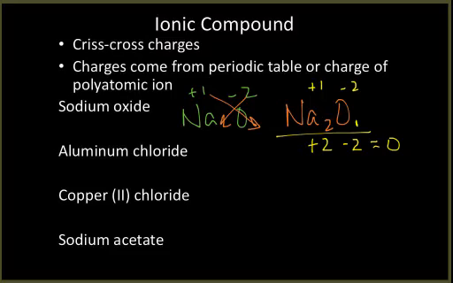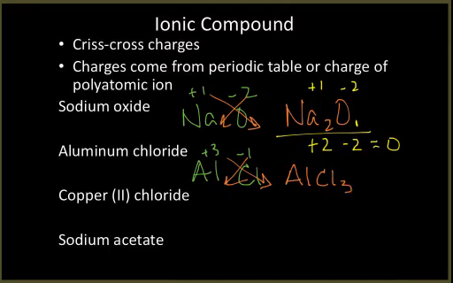Okay, let's look at our next example. Aluminum chloride. Aluminum is a +3. It's in group 13. Chloride comes from chlorine. That's a -1. So we go back, crisscross our charges here, and we end up with AlCl3.